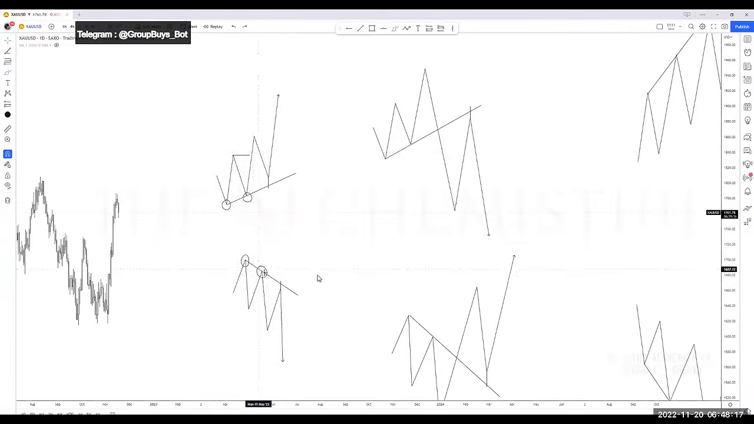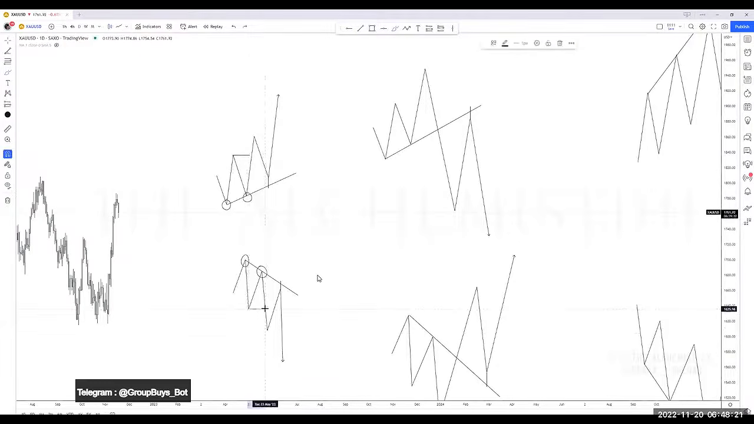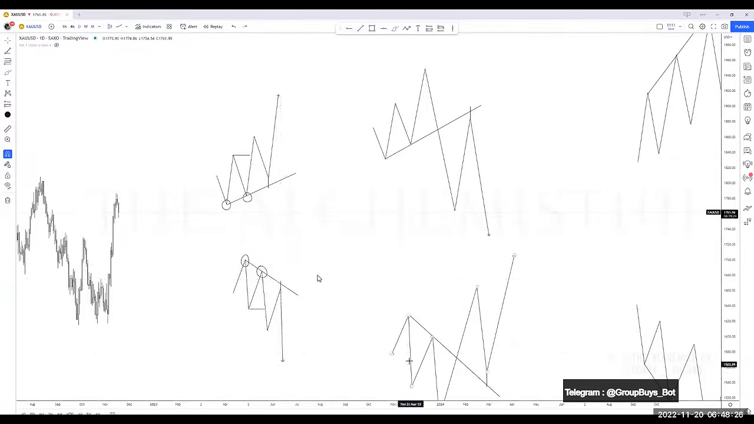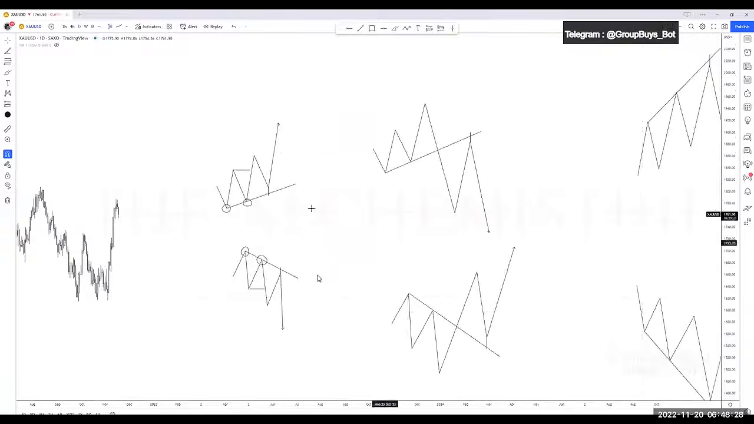It's the same thing in here. This second point has to break structure. If this breaks, then we can expect price to come here and then fall back down. You get it, right? So that will be one important thing.